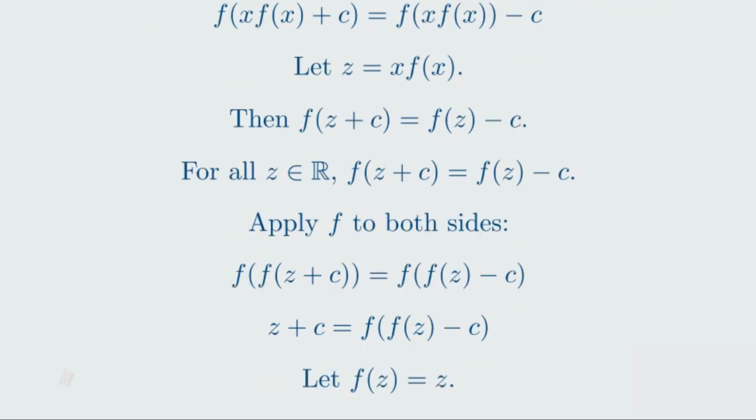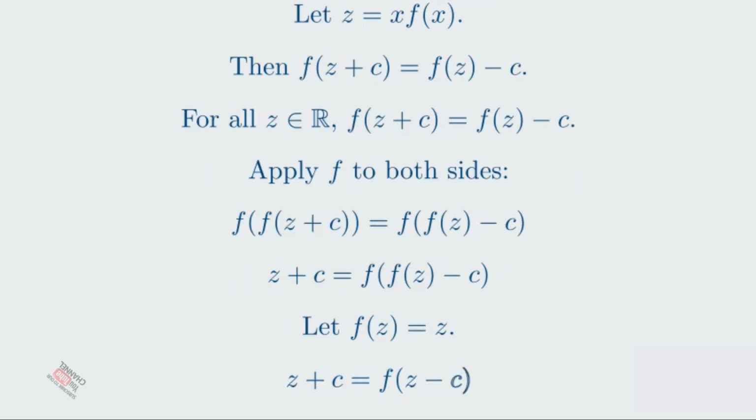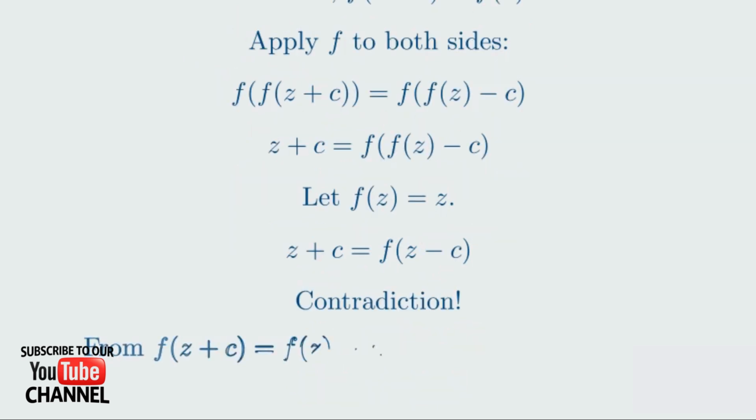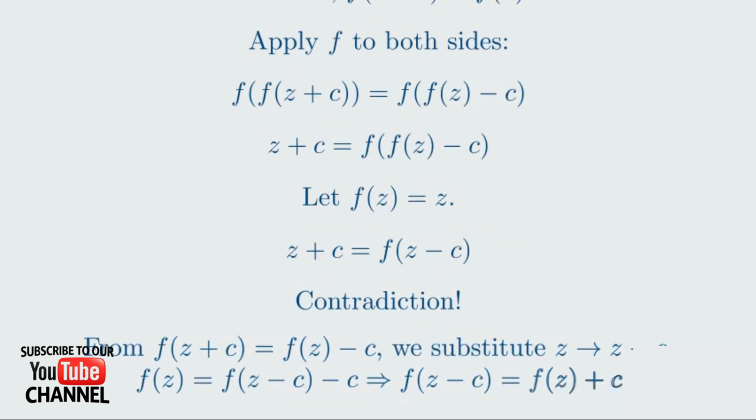Now, let's substitute f of z equals z into this equation. If we substitute f of z equals z, we get z plus c equals f of the quantity z minus c. But from our relationship, f of z plus c equals f of z minus c. If we swap z with z minus c, we get f of z equals f of z minus c, which means f of z minus c equals f of z plus c. So we have a contradiction. On one hand, f of z minus c is z plus c. On the other hand, f of z minus c is f of z plus c.